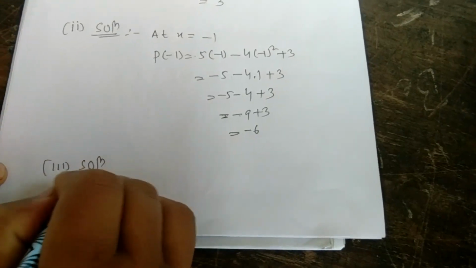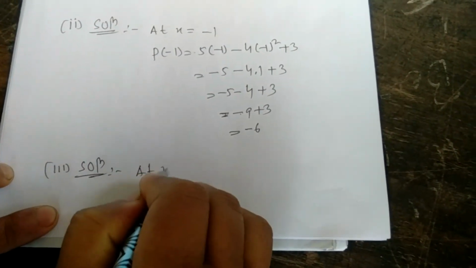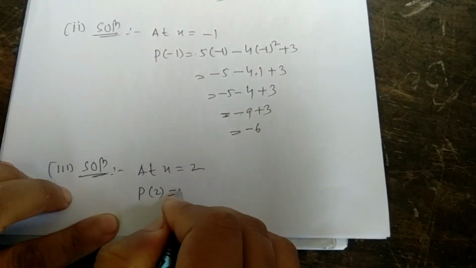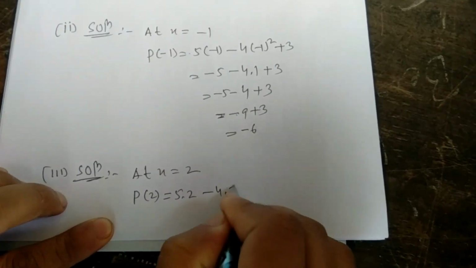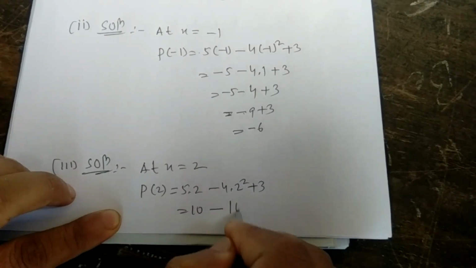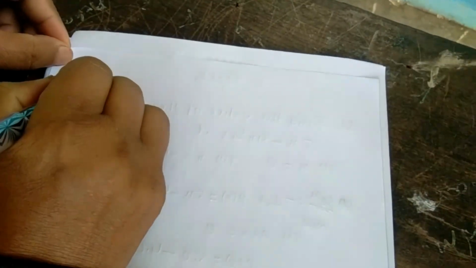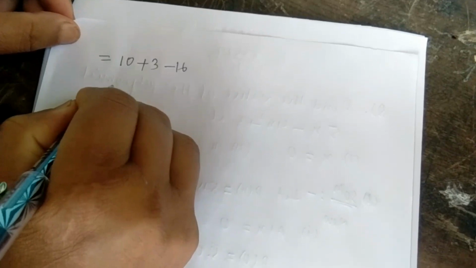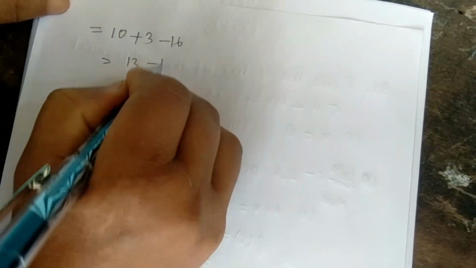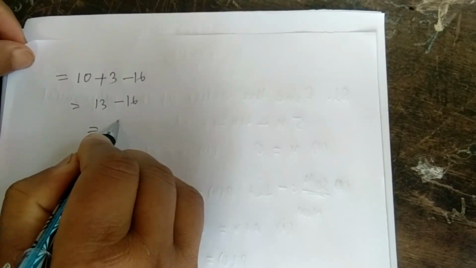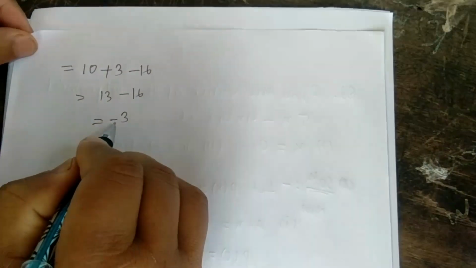Solution number 3. At x equal to 2, in place of x just put 2. 5 into 2 minus 4 into 2 square plus 3. 5 twos are 10, minus 4 times 2 square, 2 square is 4, 4 fours are 16, plus 3. So 10 plus 3, positive plus positive, arrange one side, minus 16. 10 plus 3 is 13, minus 16. If one is positive and the other negative, subtract: 16 minus 13 is 3. This is greater and negative, so the answer is minus 3.